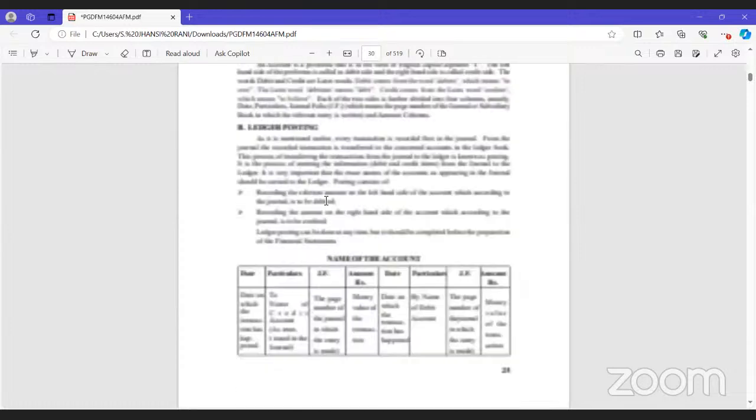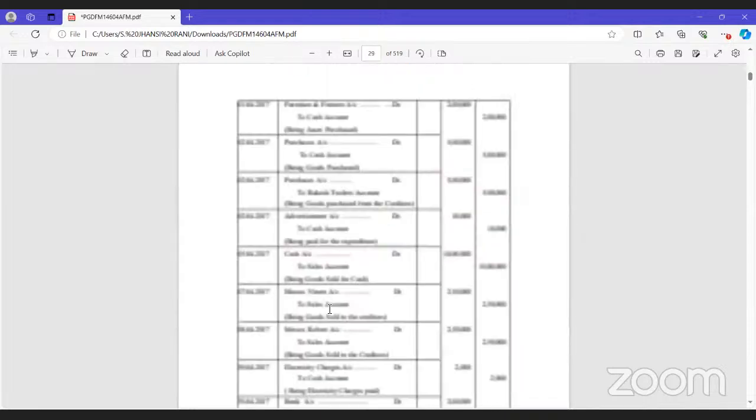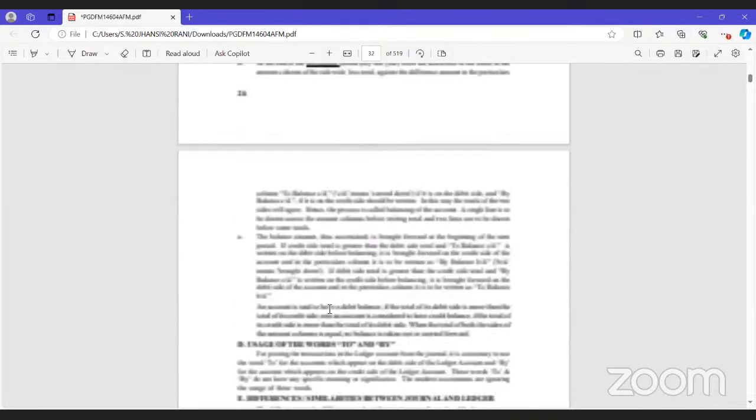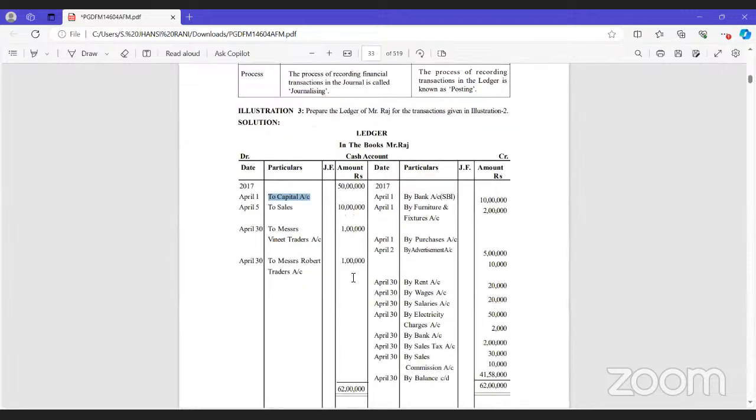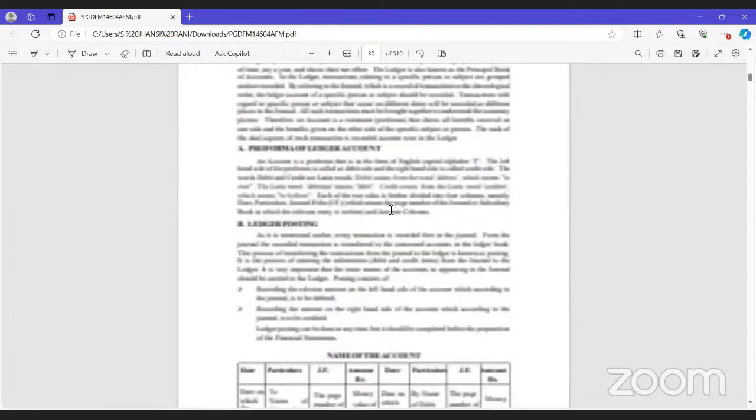Similarly, just look at the next one. Bank account debit to cash account. Actually, it's a contra entry. Bank account debit to cash account. So see, bank was on the debit side and cash was on the credit side. So on the credit side they wrote "By bank" with the amount. Similarly, opposite to that we will write.